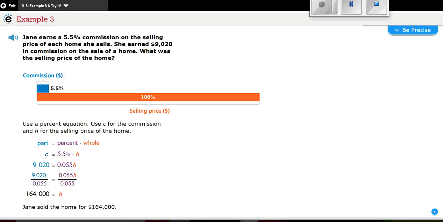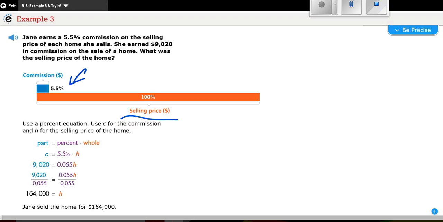All right, then let's take a look at the work. We have our drawing here to help us understand what's taking place. The selling price is going to be our whole. We already identified that. Commission is our part, and of course our percentage is 5.5%. We set up the equation just like they did and started plugging things in. And then in this step, you can see they converted that 5.5% into the decimal here. And then it's just solving that.